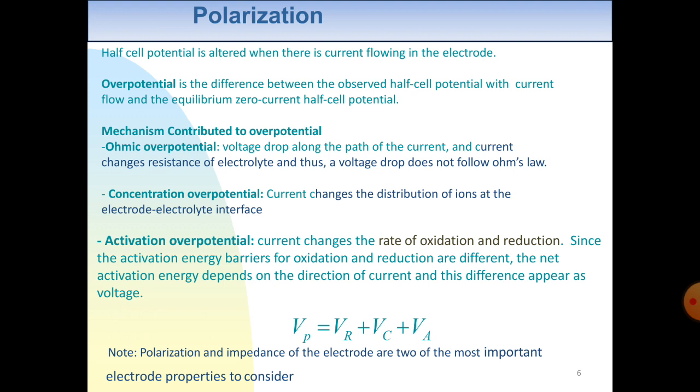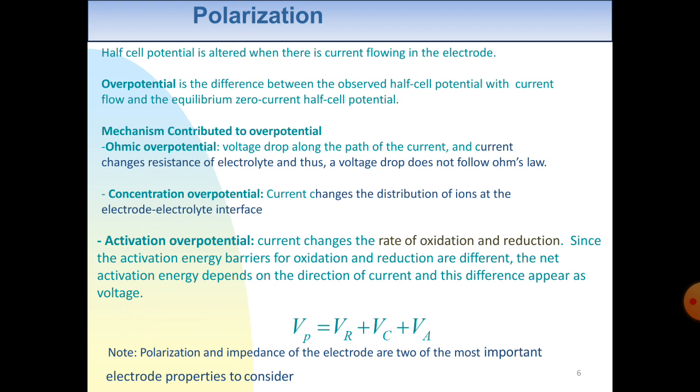So what is Ohm's law? V is equal to IR. If a current follows Ohm's law, it is nothing but ohmic current. Concentration over potential means current changes the distribution of ions at the electrode-electrolyte interface.